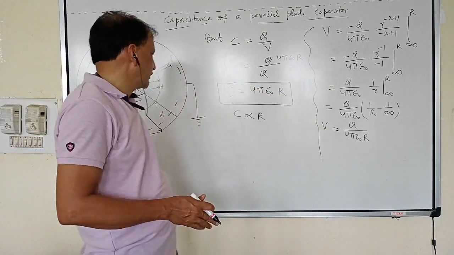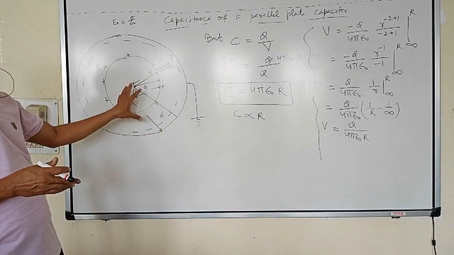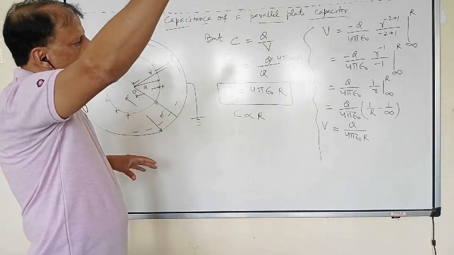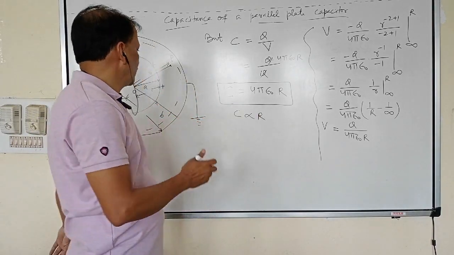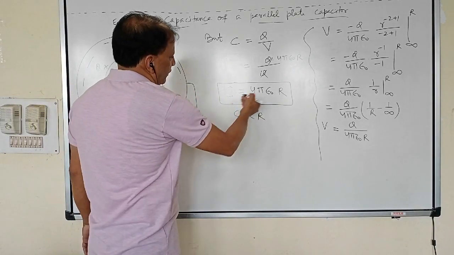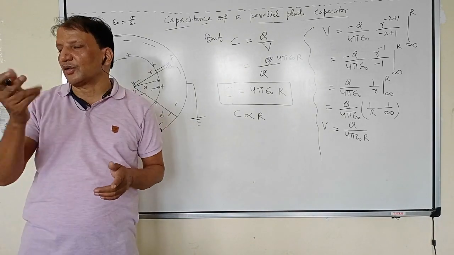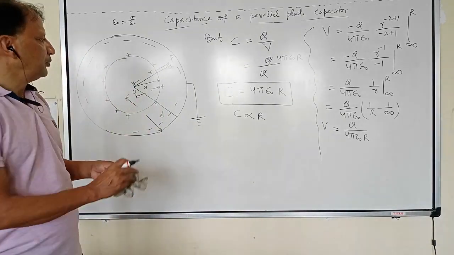For a spherical capacitor having a single spherical conductor with charge plus, the other plate is assumed to be at infinity. For that we have seen that for a single sphere the capacitance is given by the formula C equal to 4 pi epsilon naught R.